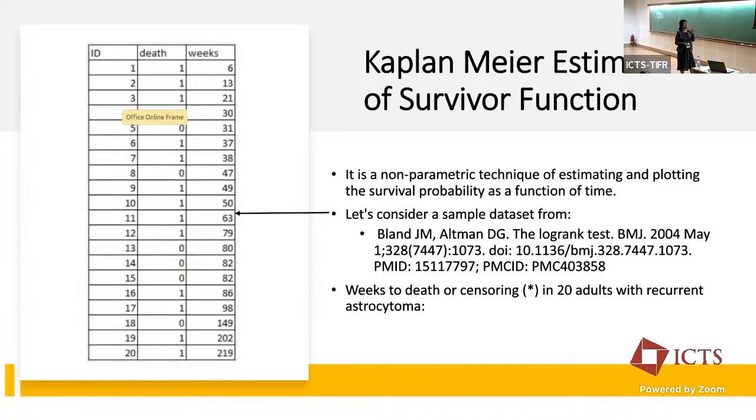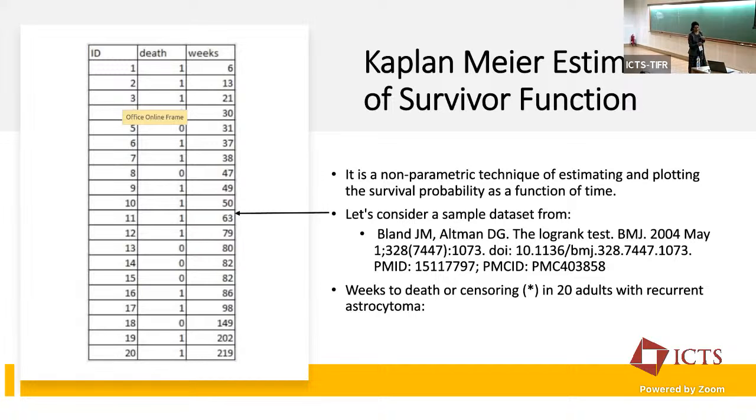Now I'm going to first show the Kaplan-Meier estimation of the survival function. And for that, I've taken a sample data set from this paper. If you go to that, you'll see there's data. I've just taken 20 of that. It's a non-parametric technique of estimating and plotting the survival probability as a function of time. And here we have the weeks. So over 6 weeks, for example, we note one death, then a second death at week 13, another death at week 21, and so on and so forth. So based on that, weeks to death or censoring in 20 adults with recurrent astrocytoma.